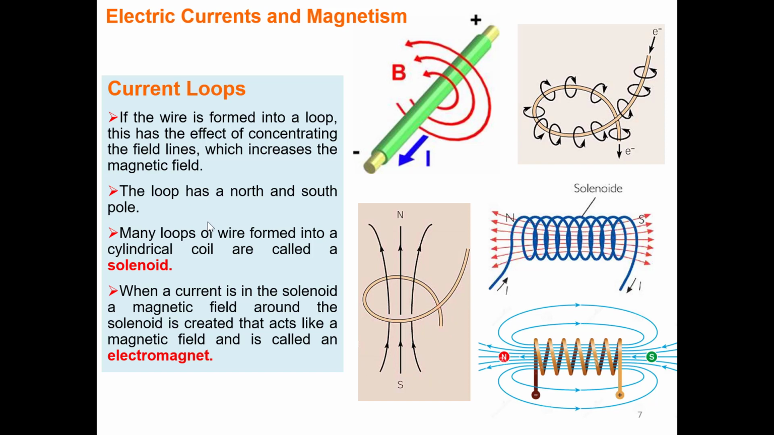Now let's see what happens if we have many loops formed into a cylindrical coil, like we have in this picture. When we have many loops formed into a cylindrical coil, this is called a solenoid. When the current flows through the solenoid, a magnetic field is created, and that magnetic field acts like a magnet. This effect is called an electromagnet.